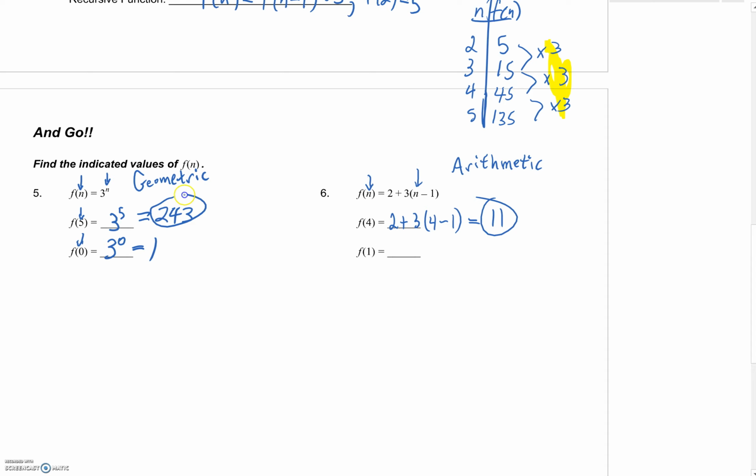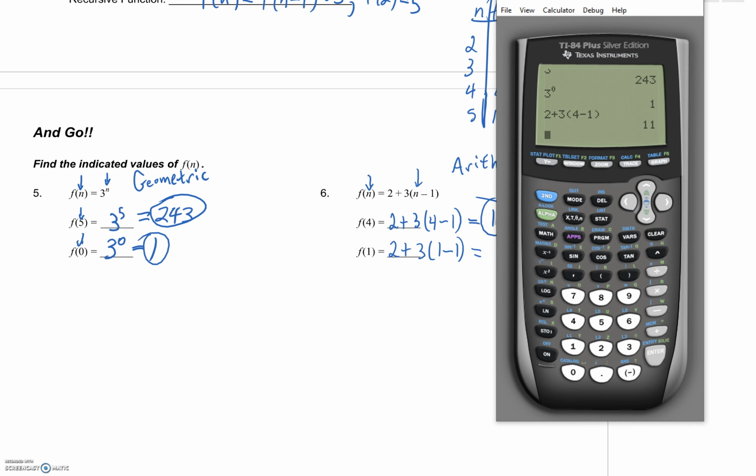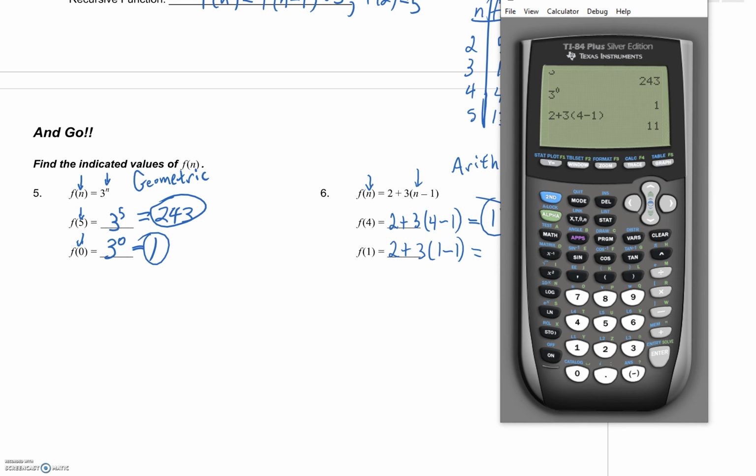We can circle these answers right here. One last one. What about substituting in a 1, f of 1? So replace n with 1. Here you'd get 2 plus 3 times 1 minus 1. And of course, you know that 1 minus 1 is a 0. I think that can help out. And 3 times 0 is 0. Hopefully you have a pretty good idea what you're going to be getting here. It's effectively 2 plus 0, isn't it? Which is just a 2.